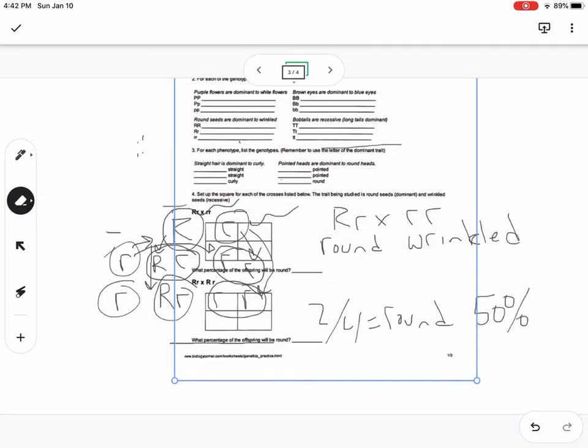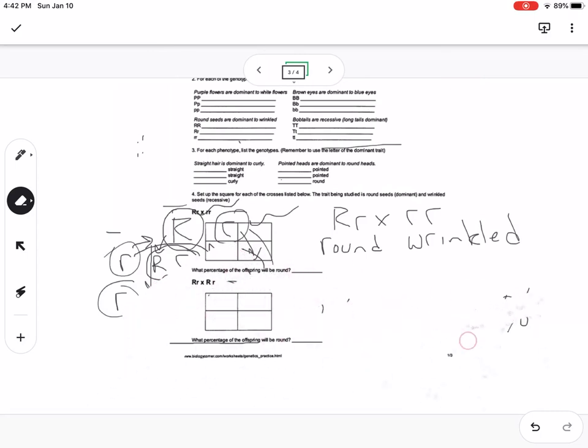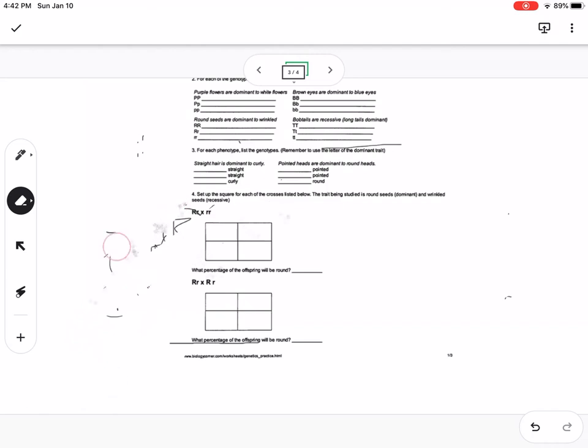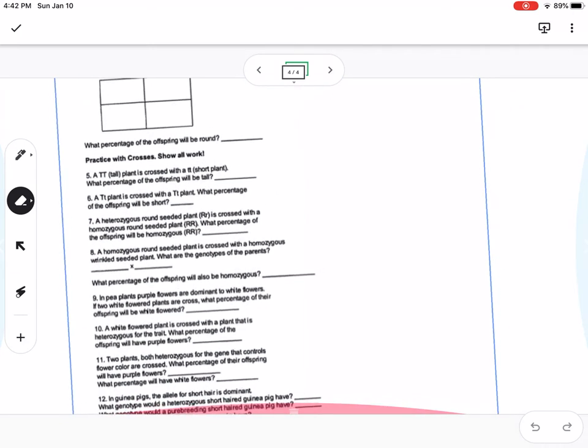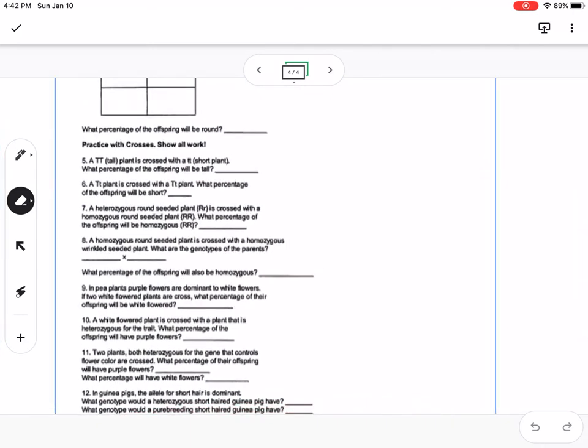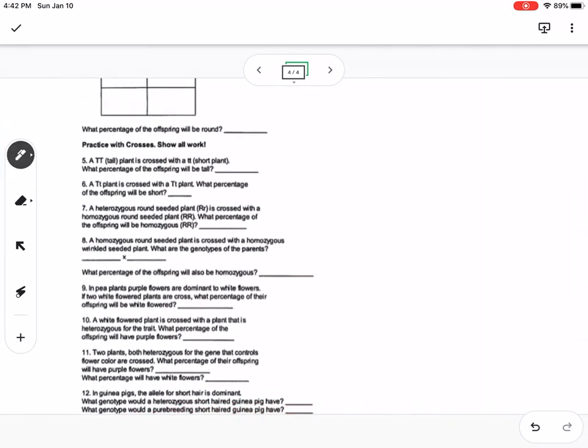We're going to go to the back page here. There's 2 pages for your homework. This is going to be due on Saturday. And now it's going to give you scenarios that you actually have to draw out. And they're going to get more difficult as you go. So let's do number 5 together. Number 5 says a big T homozygous dominant tall plant is crossed with a little t short plant. What percentage of the offspring will be tall?